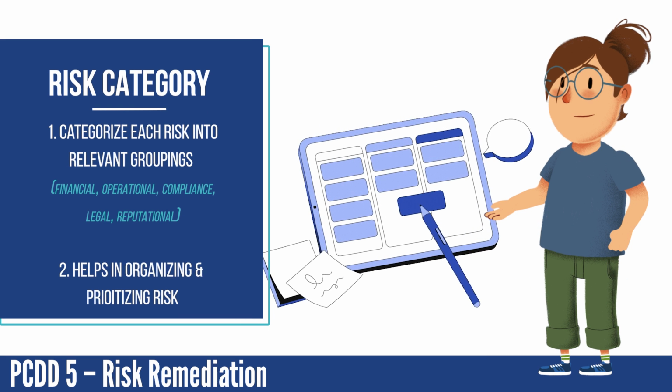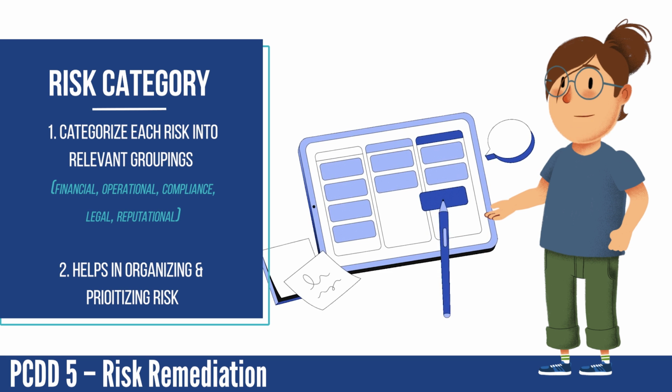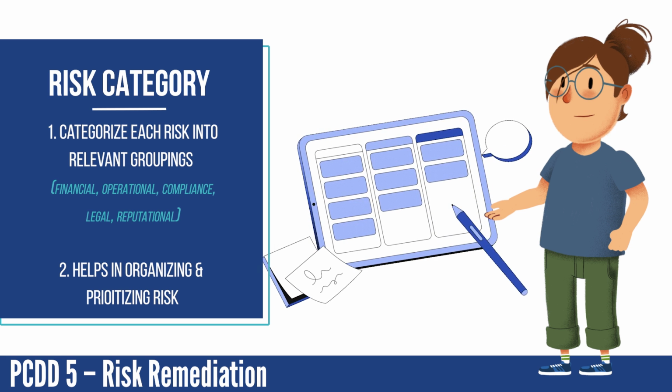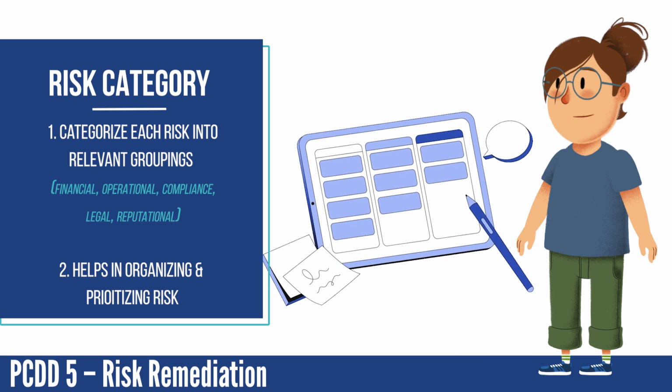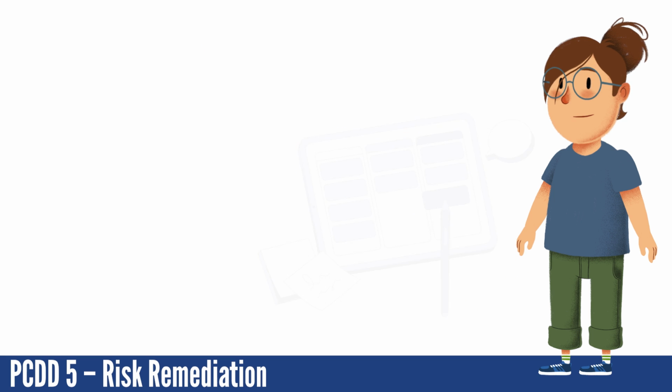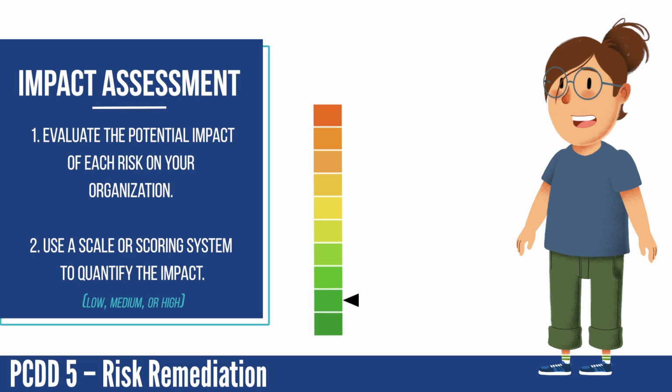Risk category, in which you categorize each risk into relevant groupings such as financial, operational, compliance, legal, or reputational. This categorization helps in organizing and prioritizing risks. Impact assessment. This is to evaluate the potential impact of each risk on your organization. Use a scale or scoring system to quantify the impact, such as low, medium, or high.